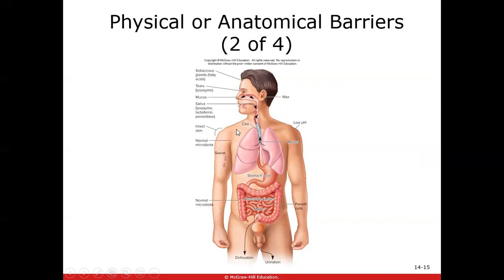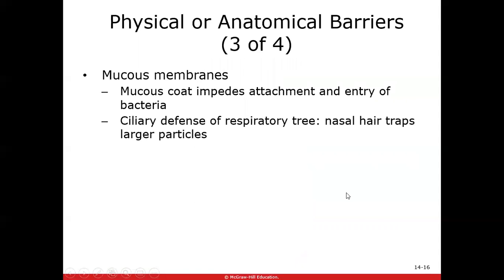Then you have the normal microbiota. That's normal bacteria, viruses that are on your body that help protect you. You have low pH on our body, mucus once again in the respiratory system, then normal microbiota in the large intestine. You have different cells that are used for the immune system. Defecation, you physically pass bacteria and things out. Urination flushes your urethra as well.